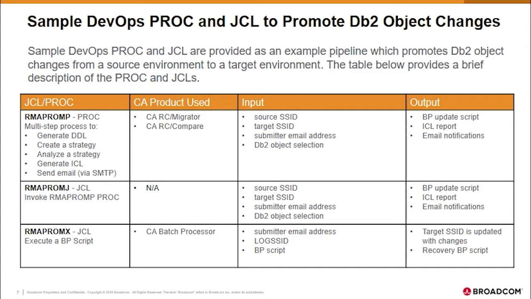The RMAPROMJ job submitted by the developer merely invokes the RMAPROMP procedure, identifying the objects that are being changed along with the source and target subsystems. The RMAPROMX job, submitted by the approver or DBA, reviews and executes the update script that was generated by the RMAPROMJ job.